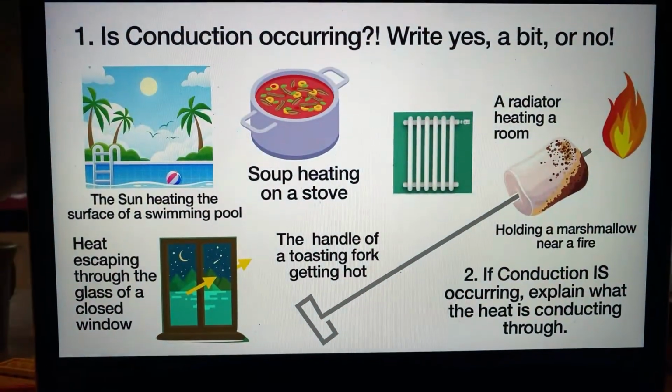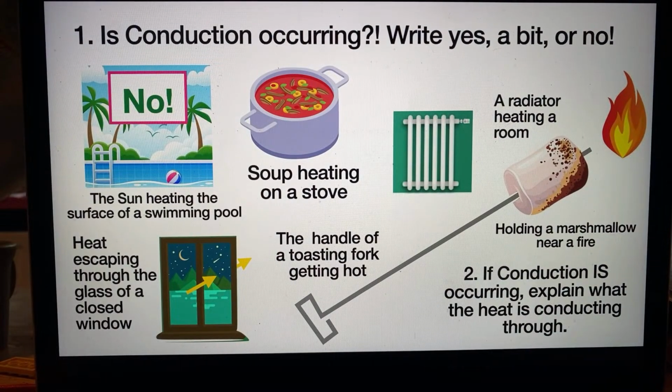Now, obviously, questions like, is this conduction, are a lot easier if you know about convection and radiation, because you can go, oh, no, that's not conduction, because that's radiation. So this is a bit mean. If you haven't got it, don't worry. By the 3rd week of these, you will have got it. But no, the sun heating up the surface of a swimming pool, that is not conduction. That is not like a kind of domino effect. It's something else. Conduction happens in solids.